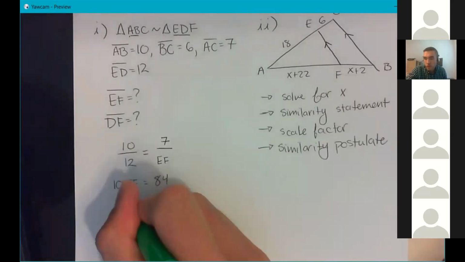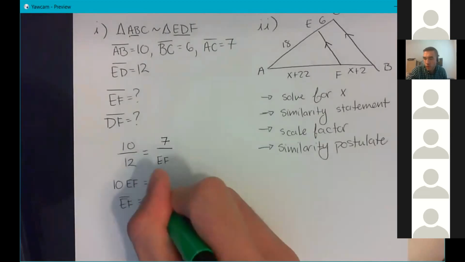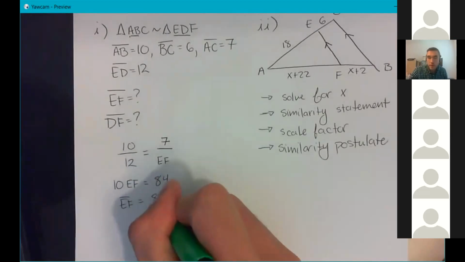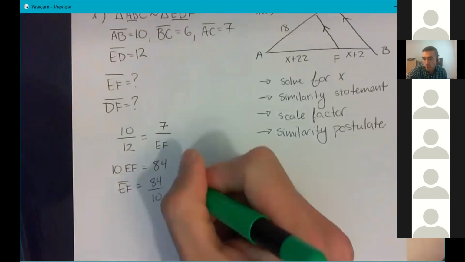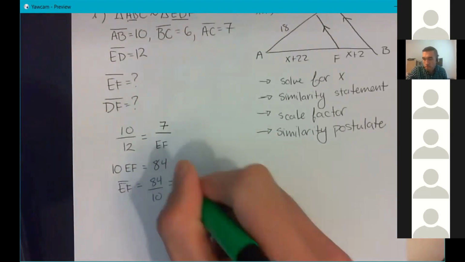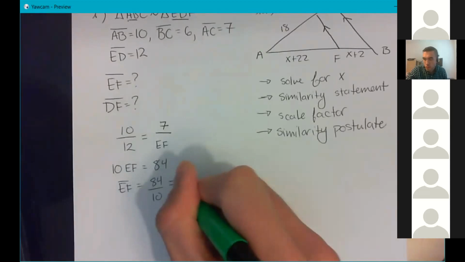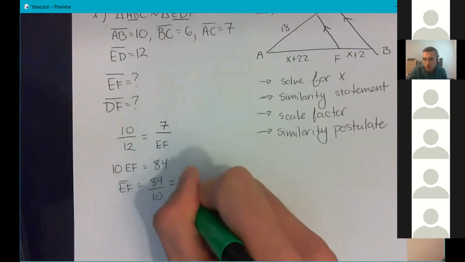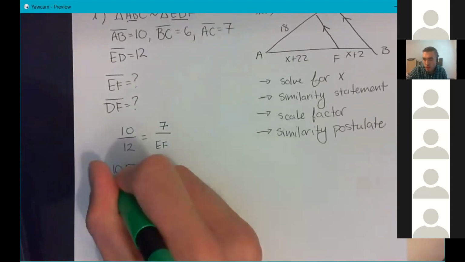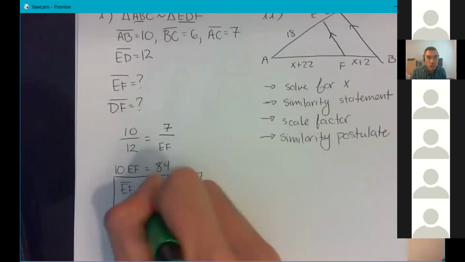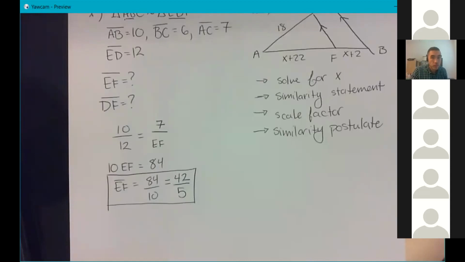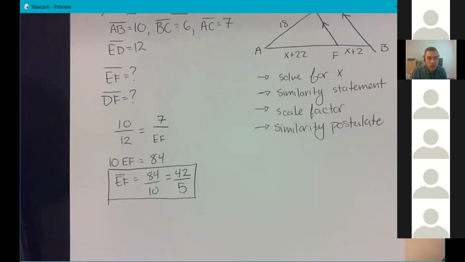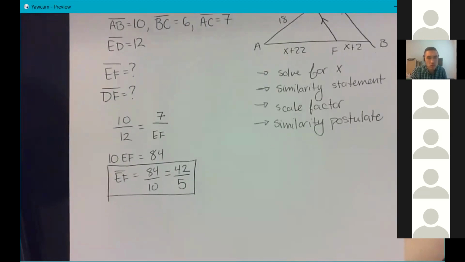So EF will be equal to 84 over 10. Both of those are divisible by 2, so we can reduce it down to, what would it be? 42 over 5? 42 over 5. Yeah, and so that there is the length of EF. Can we write it as 8 and 2/5? Yeah, mixed numbers are fine, just no decimals.